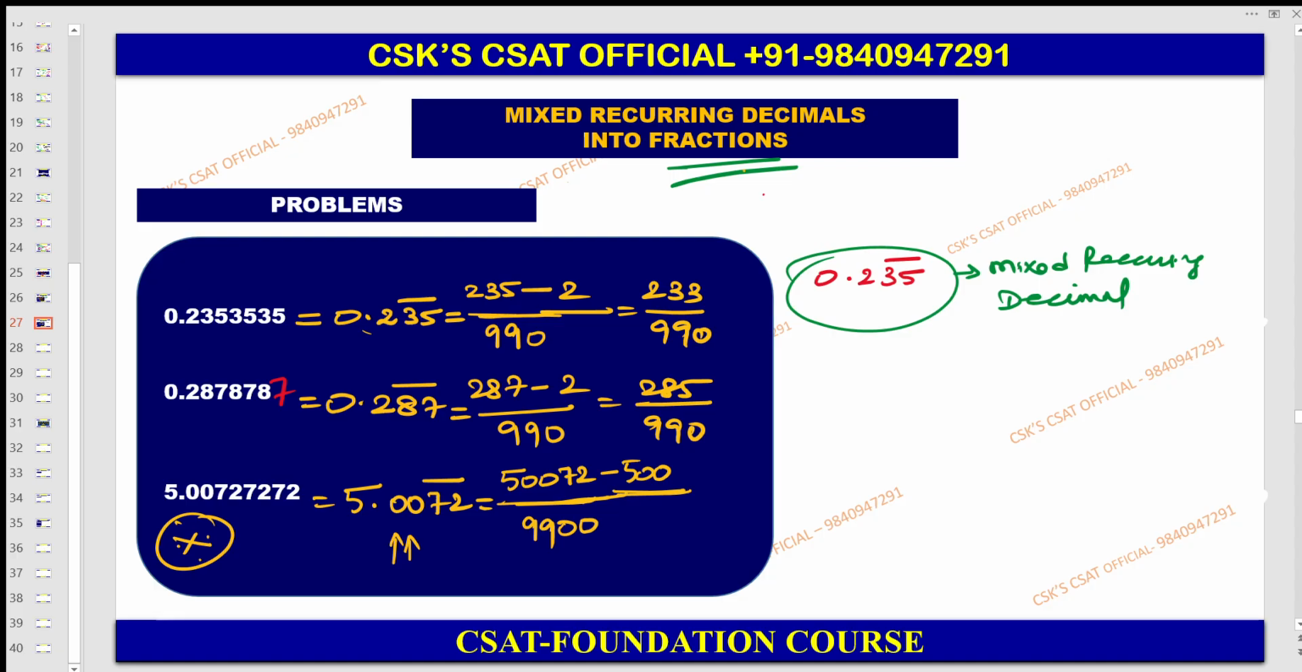This is the very important thing you need to understand here. So after subtracting, you will get 49572 by 9900. So this one is very important. You must understand this.